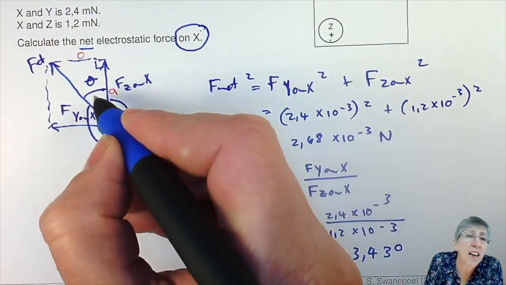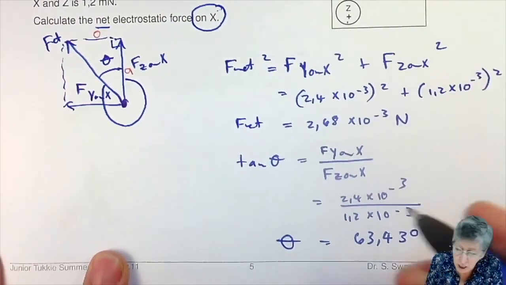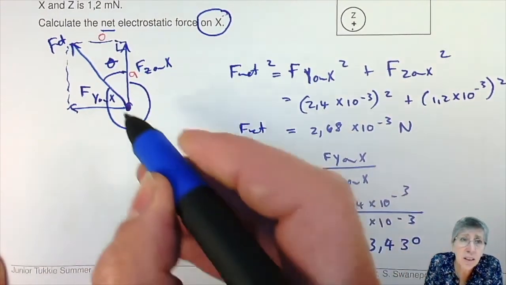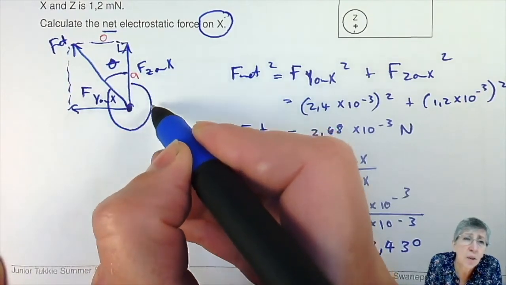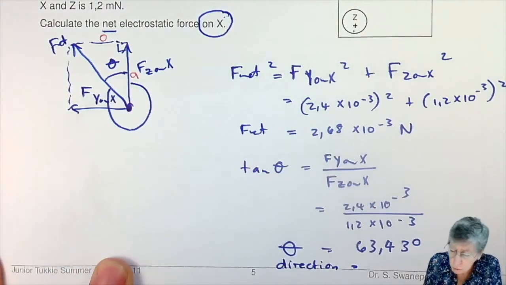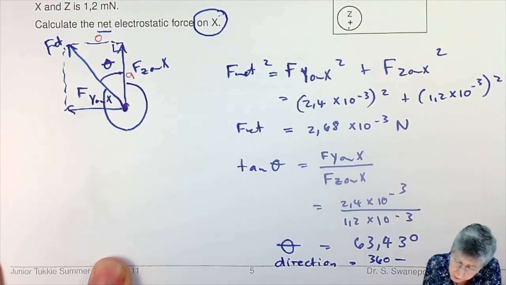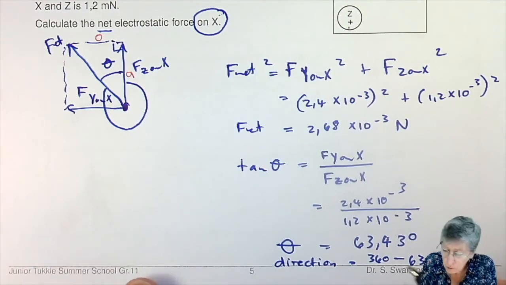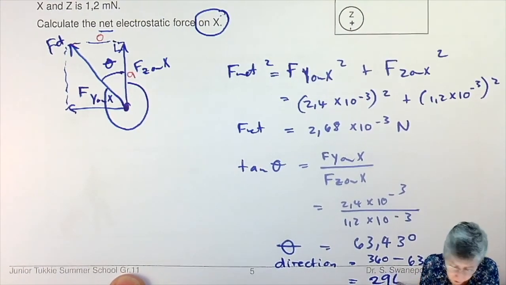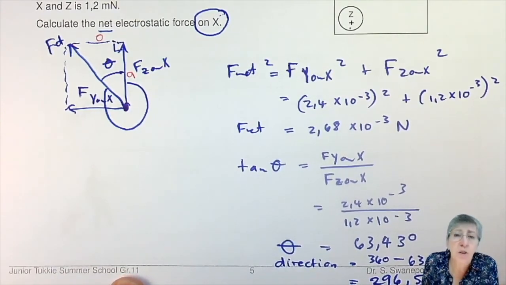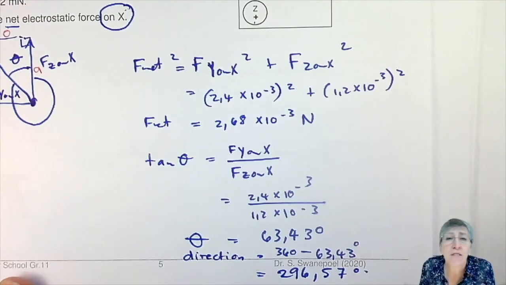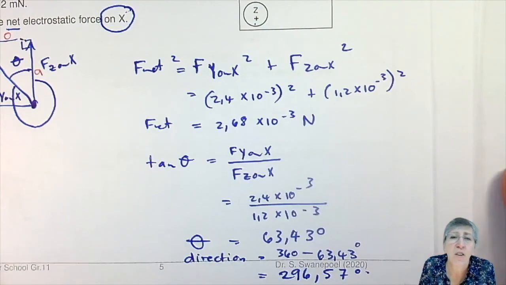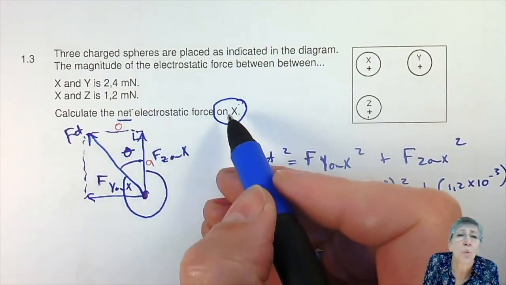No, that's just that angle. Right, so what I have to do to get the direction is going to be, let's think about this. I have that one, and I need from there right up there. So that will be 360 minus 63,43 degrees. Right, and that is going to give you 296,57 degrees. So now we've worked out both the magnitude and the direction of the net force working on x.